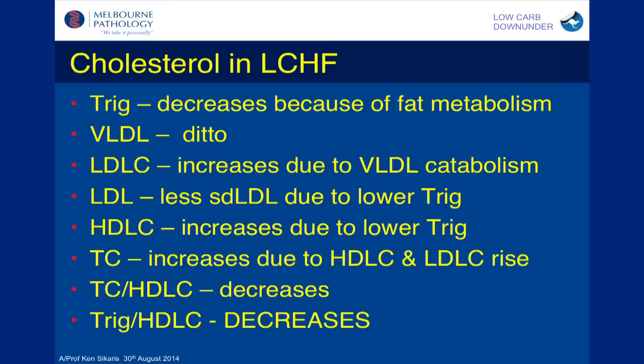So trigs decrease because they're not accumulating in the blood. As soon as you get them there, the muscles want to eat them. You've adapted. If your trigs are high, or your VLDL is high, LDL will increase because of that catabolism. LDL might rise, but it's not small dense LDL because of the lower trig. LDL might be higher, but there's less small dense LDL.